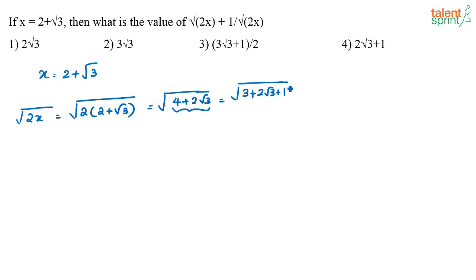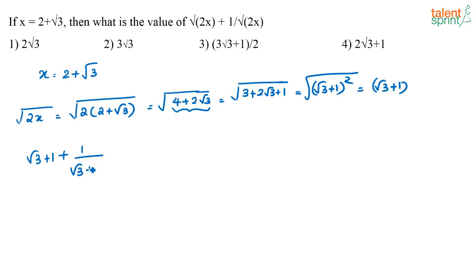So now what does this represent? See, 3 plus 2 root 3 plus 1 is nothing but root 3 plus 1 the whole squared, right? When you expand root 3 plus 1 the whole squared, you get this value. Now you have to find the root of that, so this root 2x is nothing but root 3 plus 1. Now what should you add? You have to add root 3 plus 1 plus 1 by root 3 plus 1. Yes, this is what you have to add.